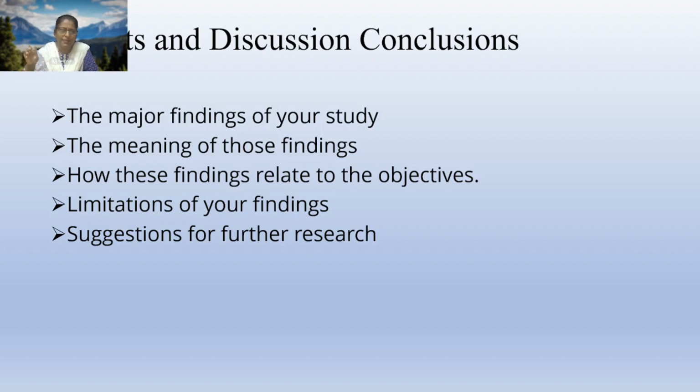Here the researcher has to accept the limitations of the findings. He has to explain what the various limitations are. Then, based on the important findings, he must give the suggestions, and also we must give the suggestions for further research. This is what the results and discussion part should consist of.